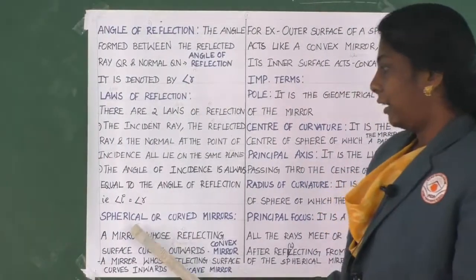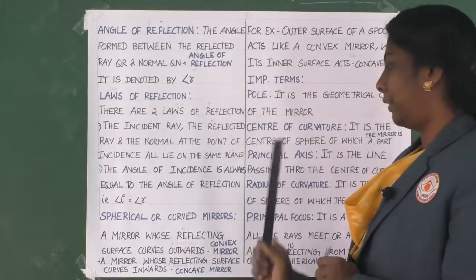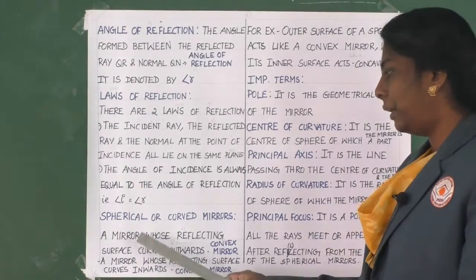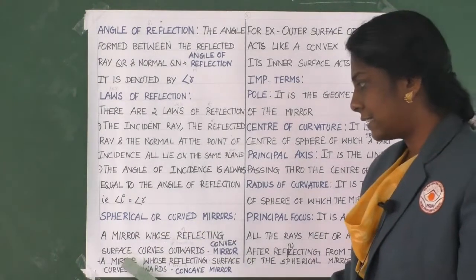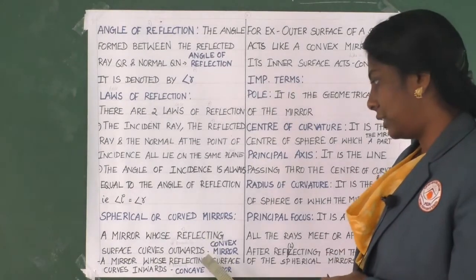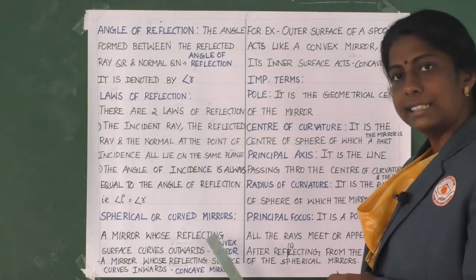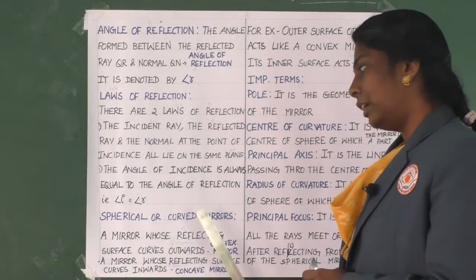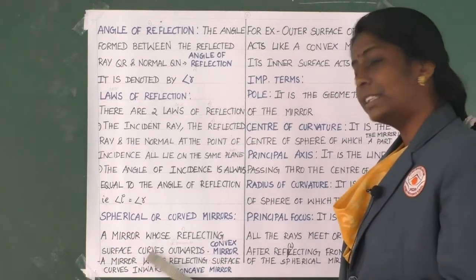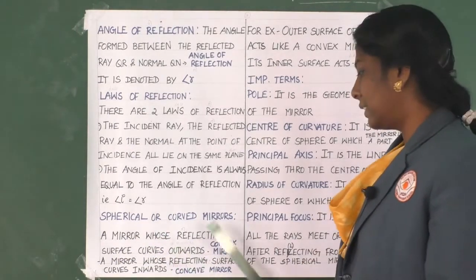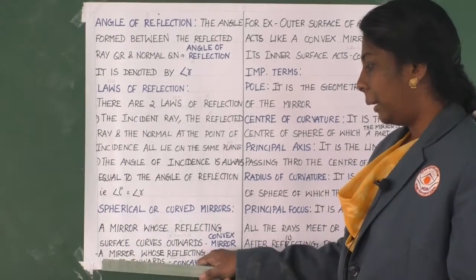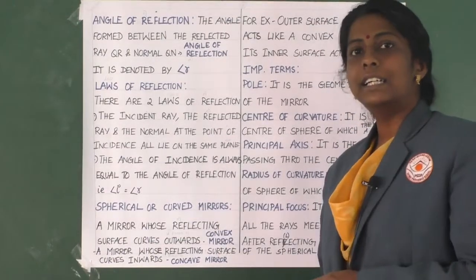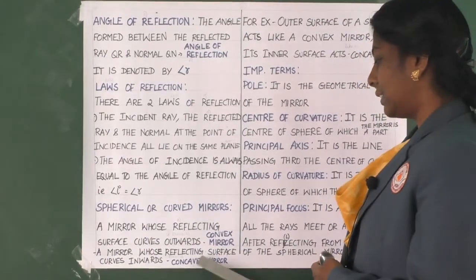Now, spherical or curved mirrors. What is that? A mirror whose reflecting surface curves outwards is called a convex mirror. I repeat, a mirror whose reflecting surface curves outwards is called a convex mirror. Then a mirror whose reflecting surface curves inward is called a concave mirror.